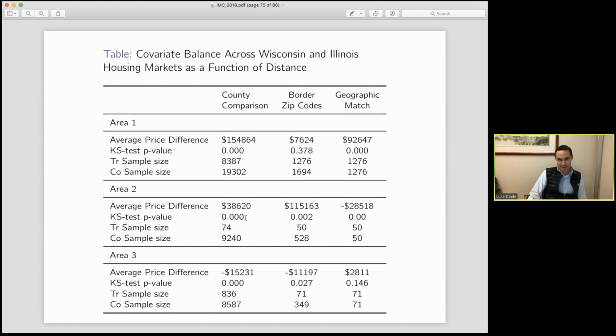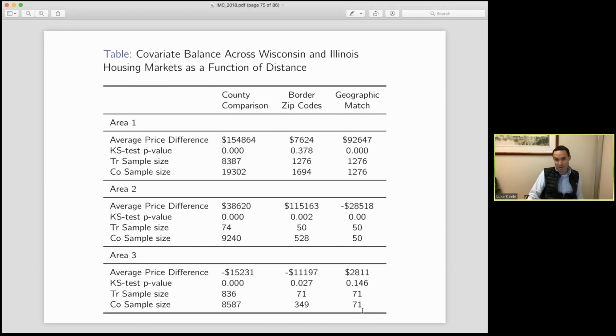We see this exact same issue here. It goes in the other direction, but there's about a $30,000 difference in this area. Here, things work a bit better. This is in the Beloit area. Houses are a bit cheaper in Wisconsin, but as you get closer and look at the border zip codes, the houses that are just close, there's only a difference of about $2,800. That's not significant. You could argue about whether $2,800 is enough for people to be different or not.